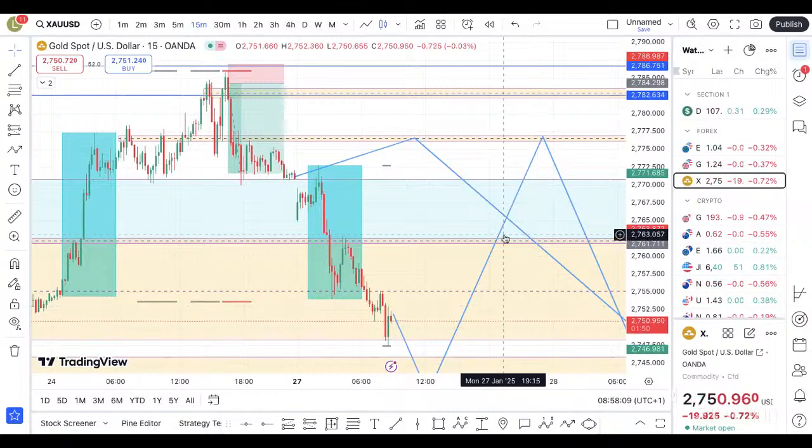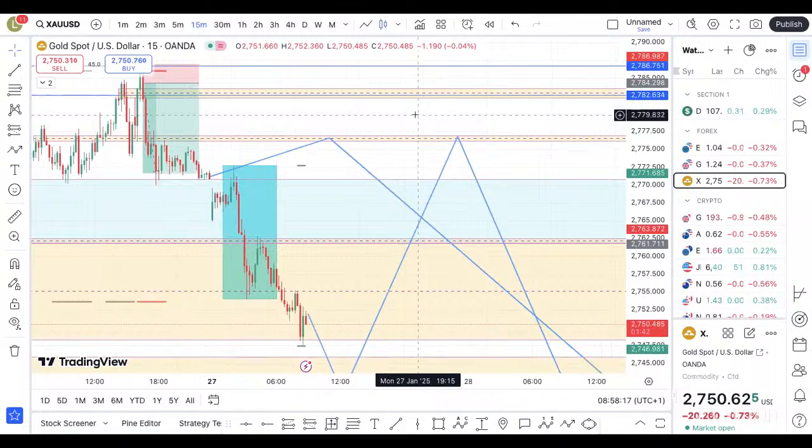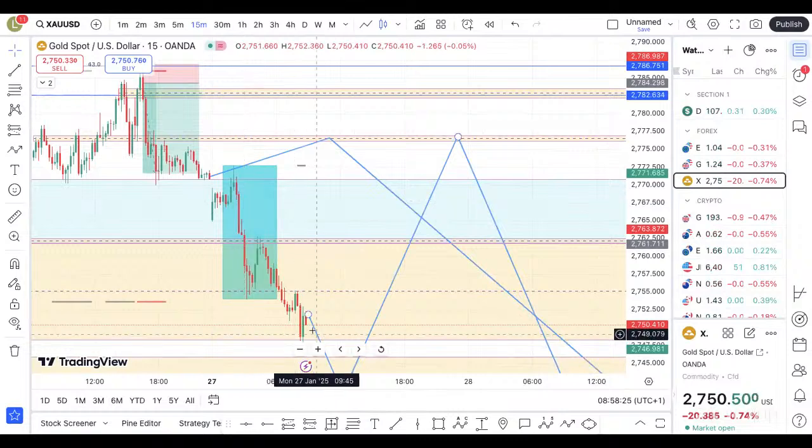So that is the outlook for gold today, London session into the New York session. So this morning for the London session, I believe it is a sell move all the way, since the move at the Asian session has been a sell, and we've been seeing the London session open moving all the way to the downside.